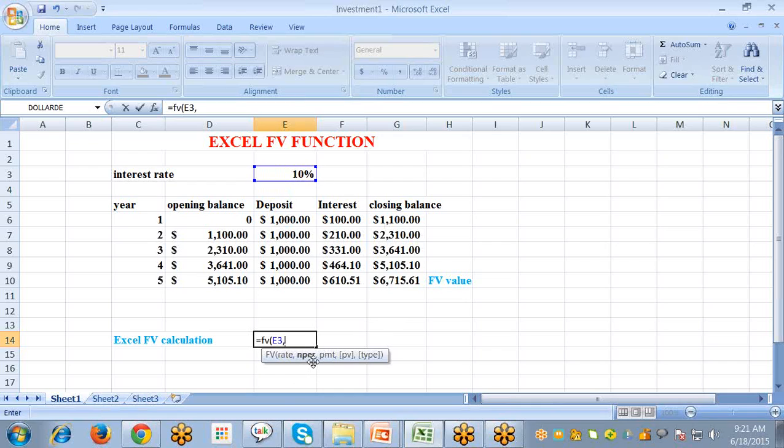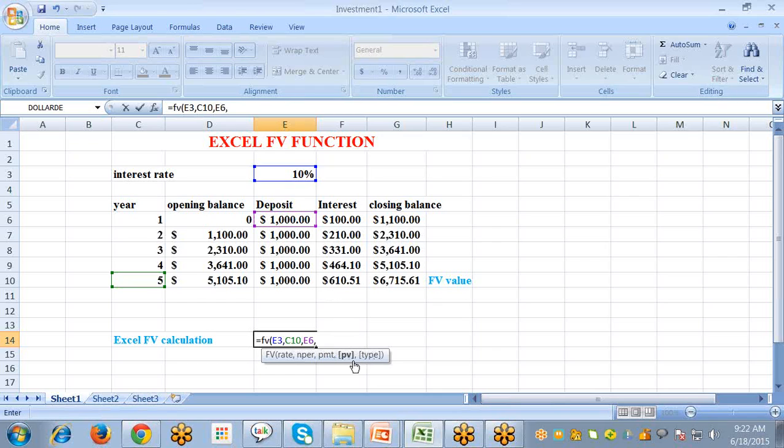Next is the number of periods. We have the number of periods as 5 because we are calculating FV for the 5 years. So the NPER value is 5. Next we have PMT, which is the payment per period. So every year we deposit 1000. So this 1000 will be our PMT because it is the payment per period value.